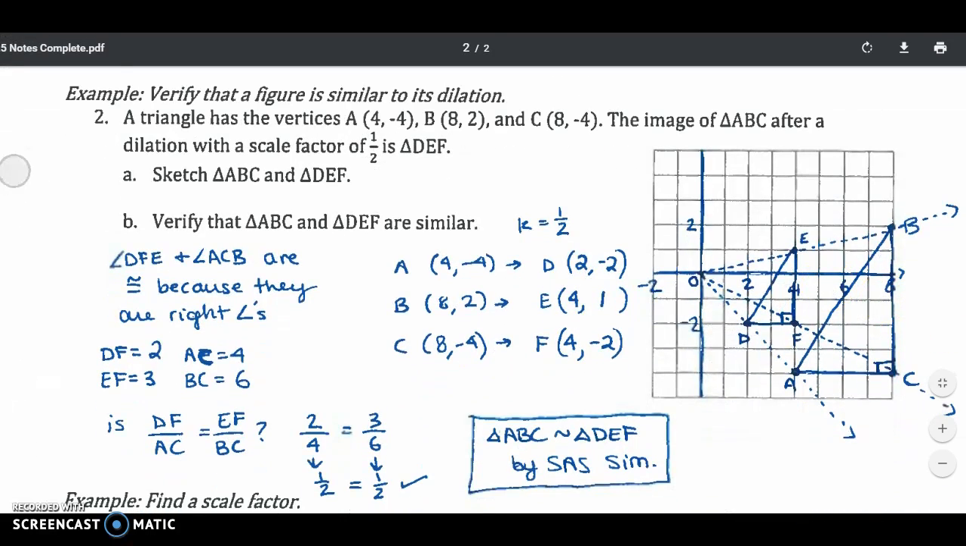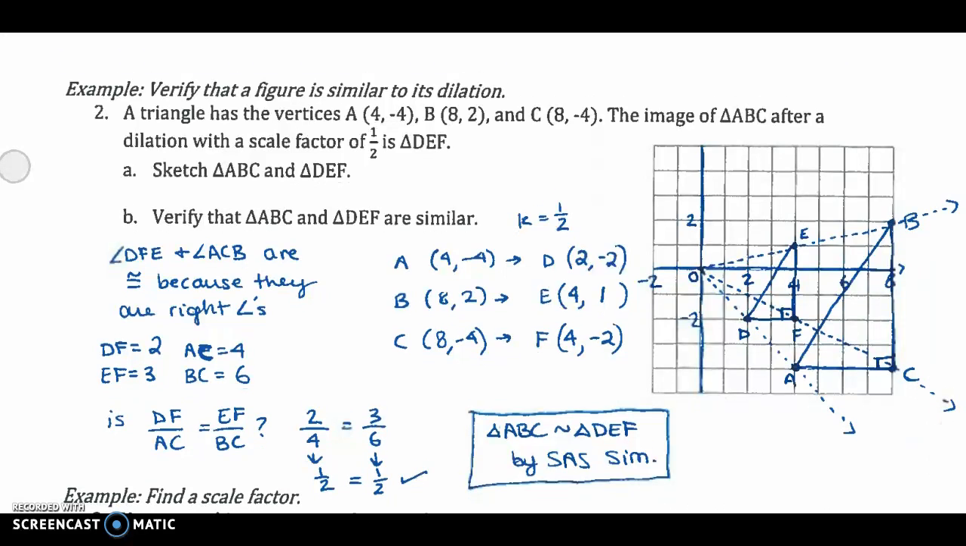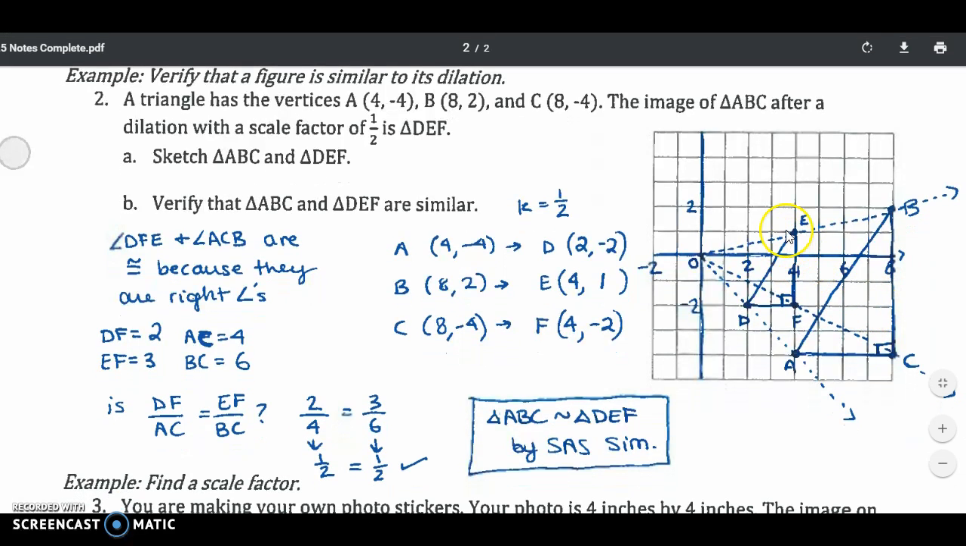Here we're going to verify that a figure is similar to its dilation. So we sketch the two figures that we're given. We are given ABC. We do a dilation to form DEF. So we have the points ABC right here dilated to form DEF. So we have ABC here, and we have our dilation. You'll notice that since k is a fraction that's less than 1, this figure that we get for our image is smaller than our original, so that's a reduction.